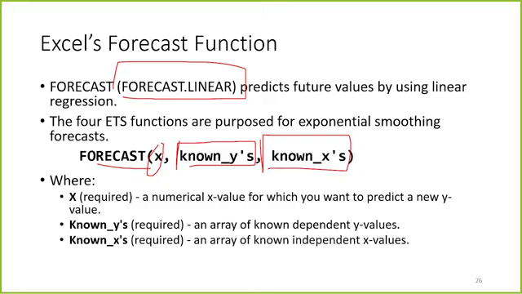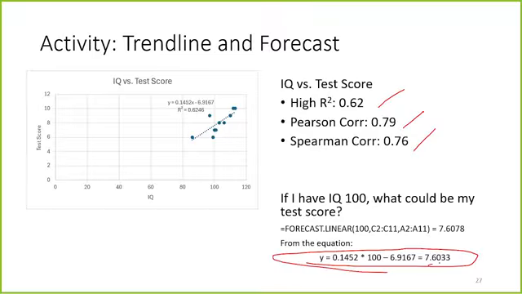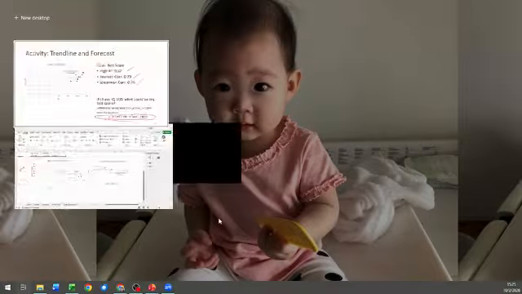Now let's see, we want to forecast. Let's first do this pair, IQ versus test score. This is what we already have, right? Pearson correlation, Spearman correlation. We already tried to come up with it from the equation that we get, if I have IQ 100. Okay, let's say I use forecast.